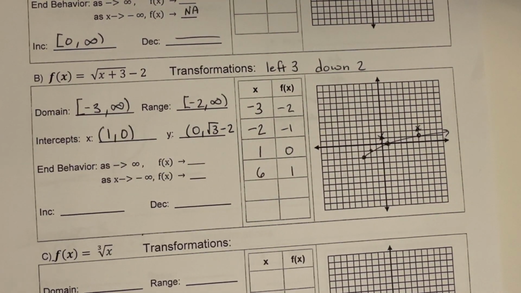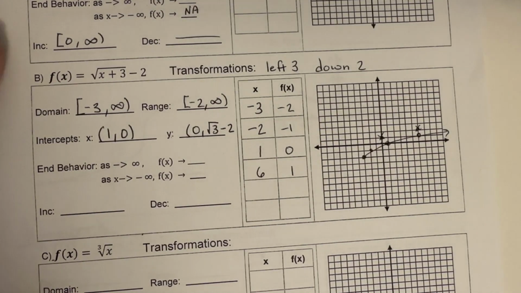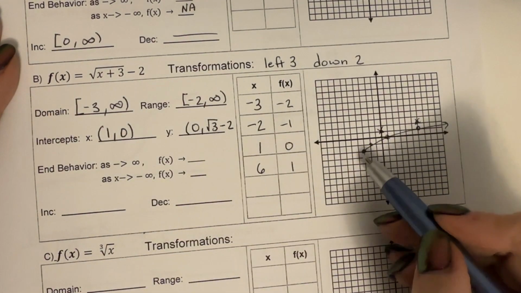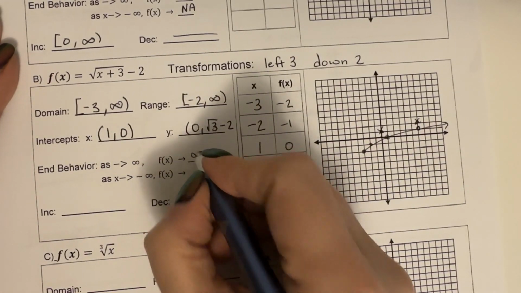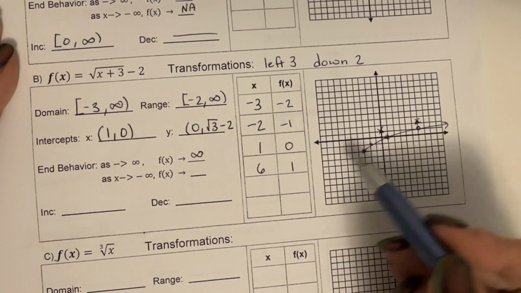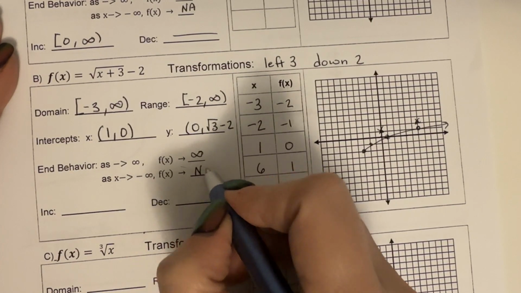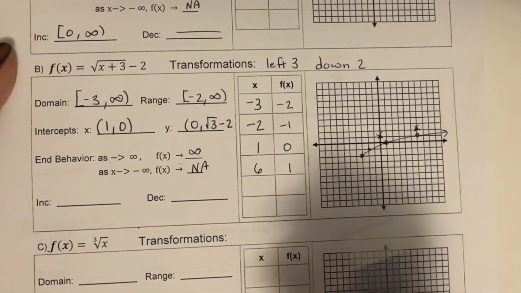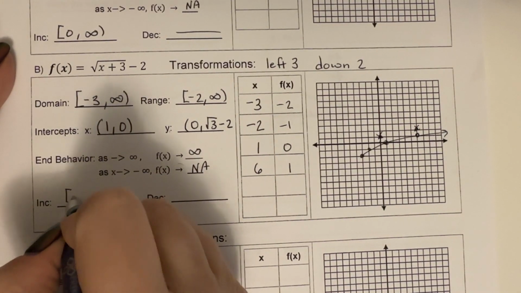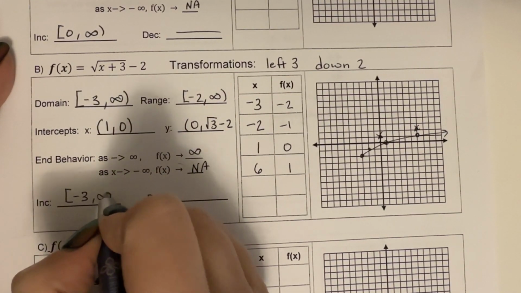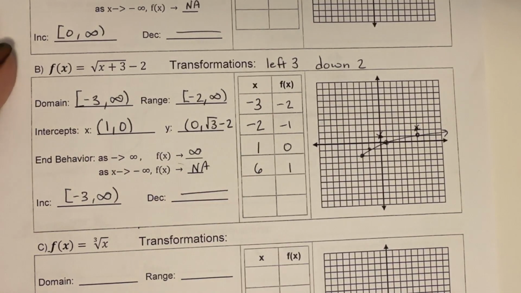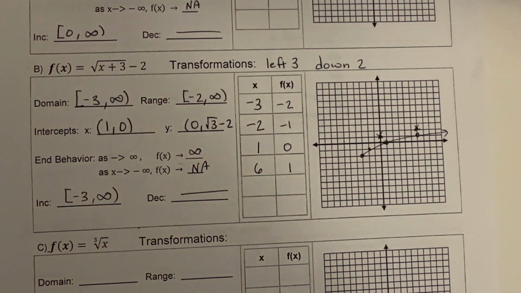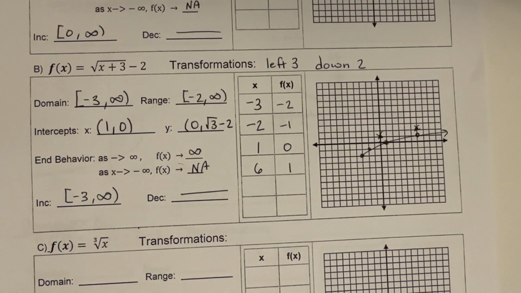All right, so now let's talk end behavior on this little beauty. So as we go to the right-hand side, we're going to infinity. As we go to the left-hand side, whoa, there's no graph. So that's an NA. And we are increasing the entire time we're doing this graph. So that is going to be -3 to infinity. And no decreasing. So that's what a square root looks like as a graph. Let's do a cube root next, okay?